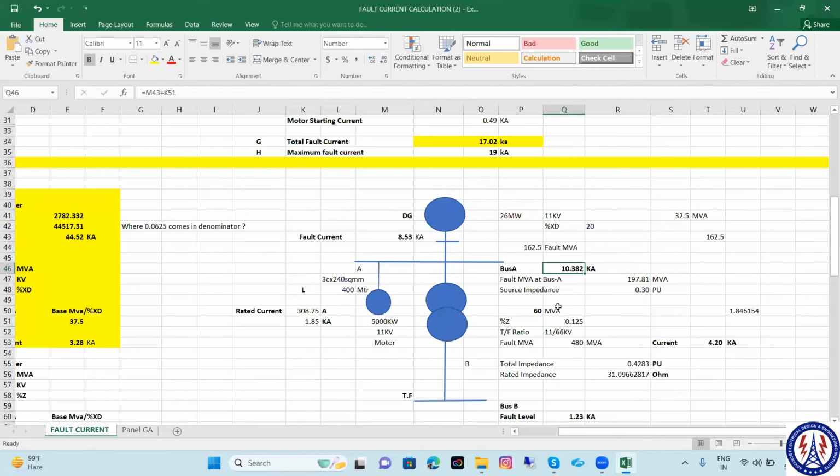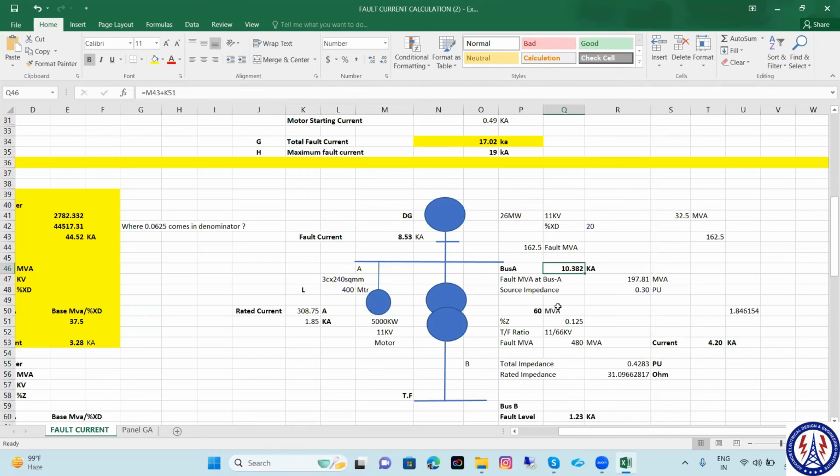Yes, sir. Getting my point? It's not a generator, so the contribution is governed by the rotating part, which is the DG or motor.